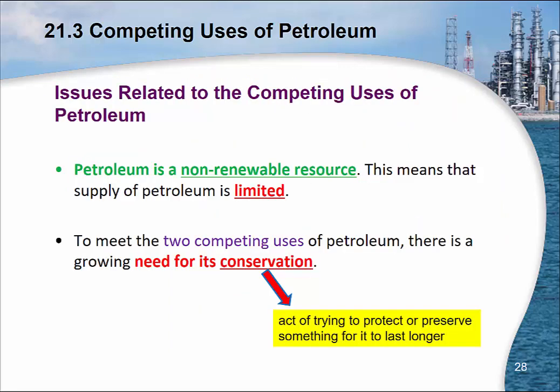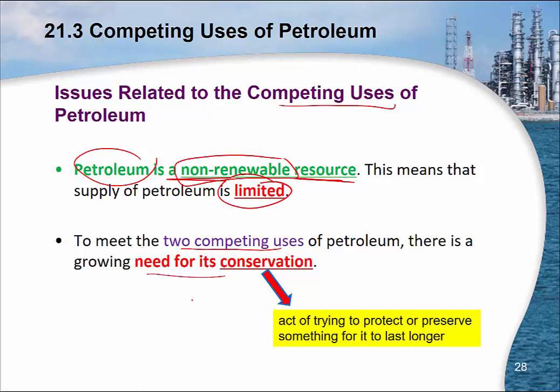So, why is there a problem with the competing use? If it's an unlimited source, of course we are not worried. But the problem is that petroleum is a non-renewable resource. Non-renewable means that it's limited. Once you use up, that's it. Good luck. So to meet the two competing uses, we need to conserve for future use. So there's a need for its conservation. Why conservation? Because you try to protect or preserve something so it can last longer. It cannot last forever, but as long as we conserve, we can preserve it to last longer. So future generations will still be able to have petroleum for use.